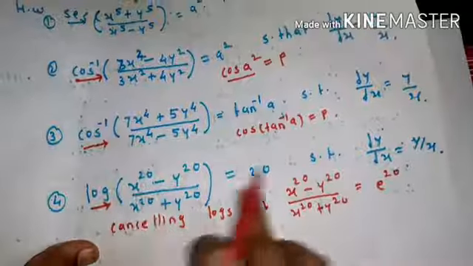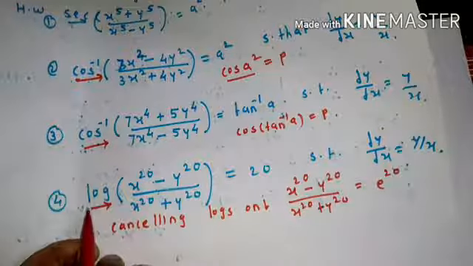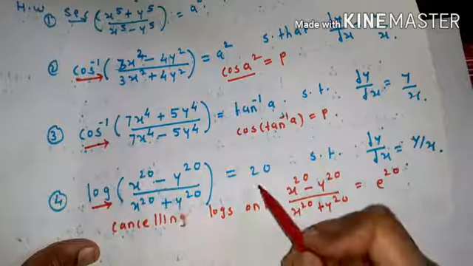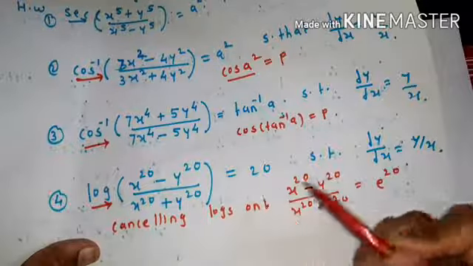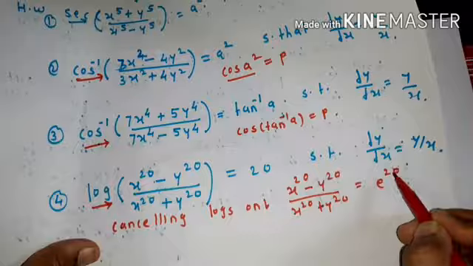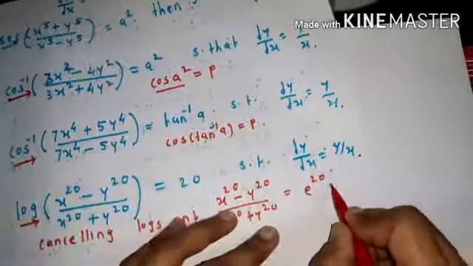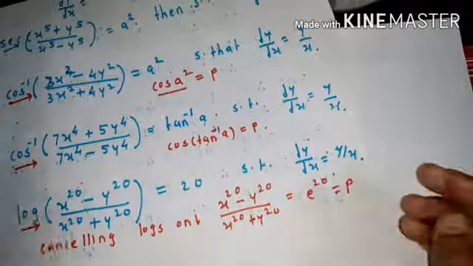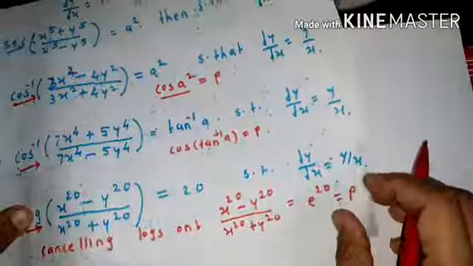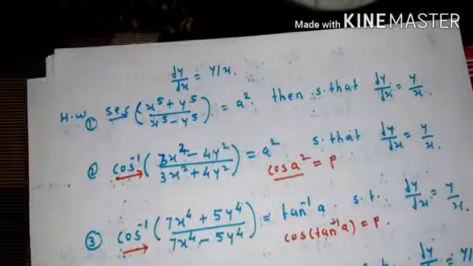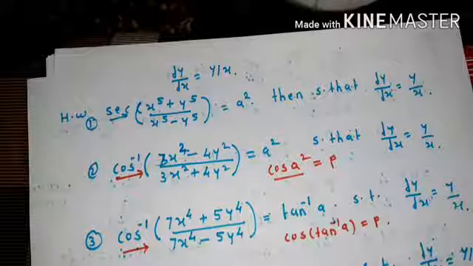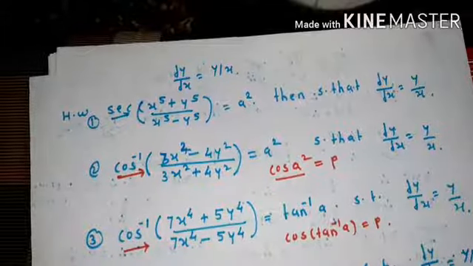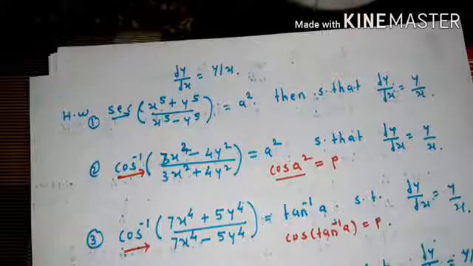When we cancel logs on both sides, at one side logs get cancelled and at another side e raised to something appears, and in this way it is e raised to 20, and consider this is equal to p, and by the usual method you have to solve the problem. Okay students, in this way you have to solve these problems. Okay, now take down the next one.